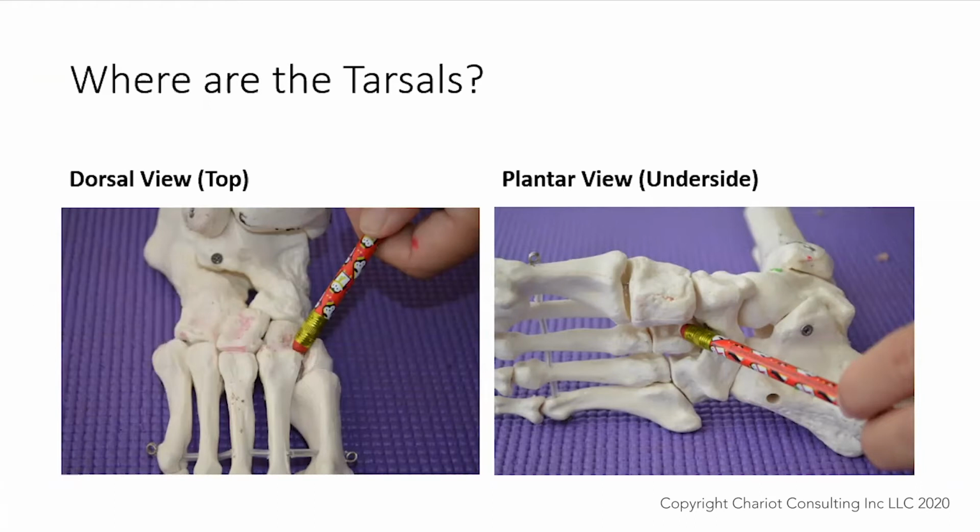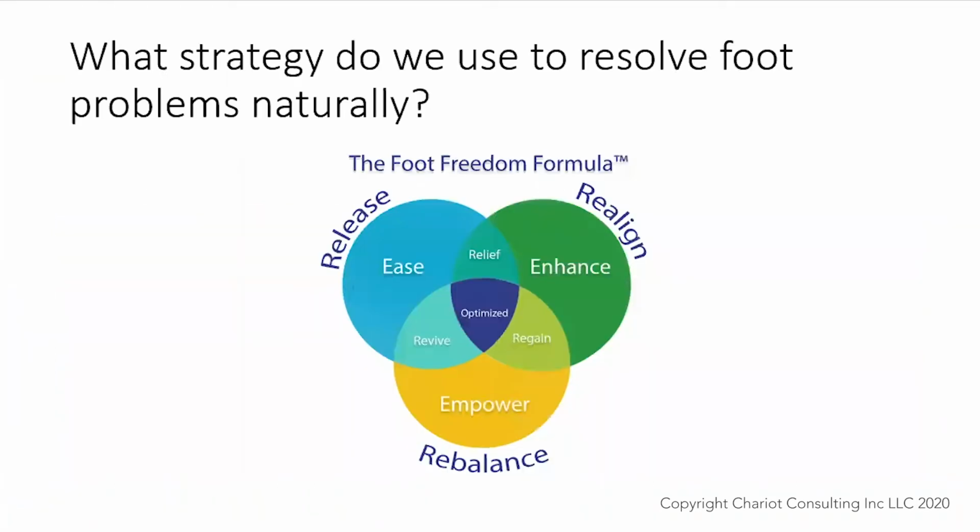And what do we do? What strategy do we use to resolve these kinds of foot problems naturally? Well, we use the foot freedom formula, which consists of releasing, realigning, and rebalancing the structures of the foot and ankle so that we can restore alignment. And again, alignment dictates function and will optimize the functioning of the foot to relieve pain, regain motion, and regain function, as well as revive the structures that may have not been working for a long time because of the issues going on in the foot.